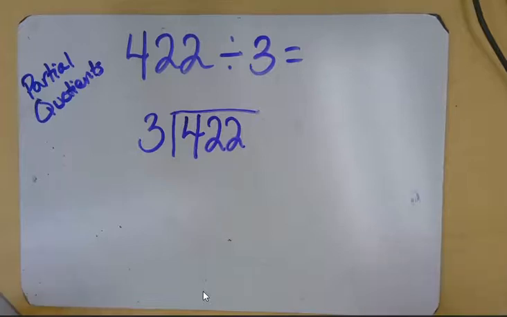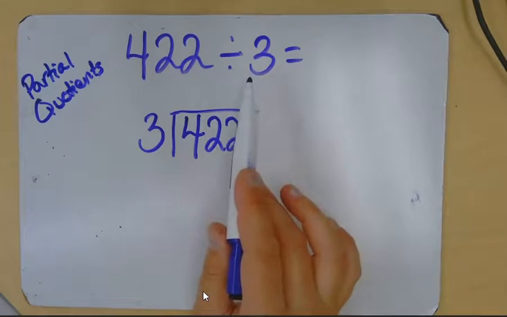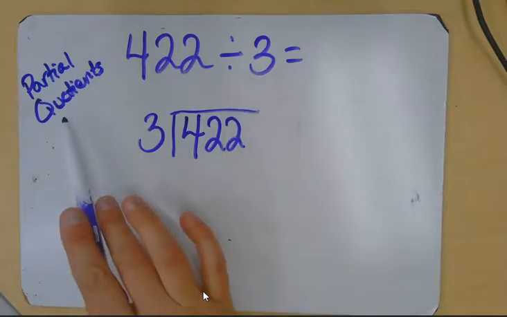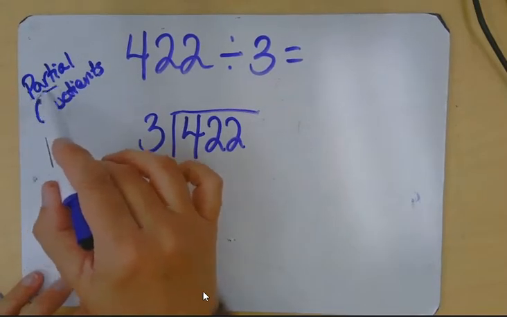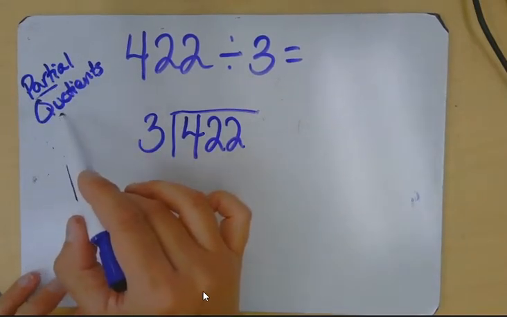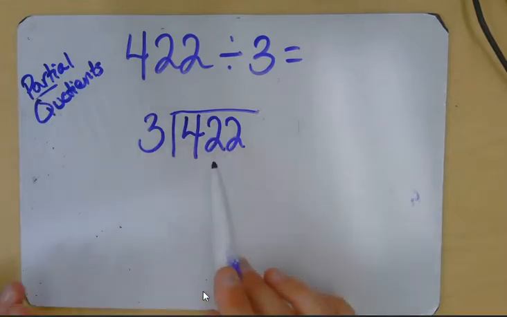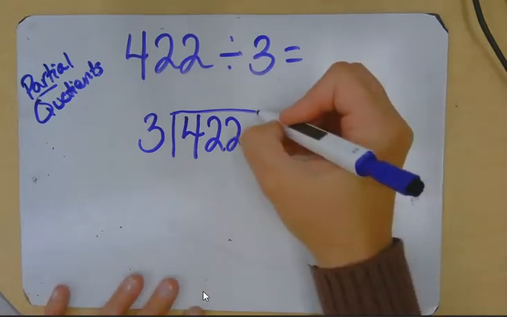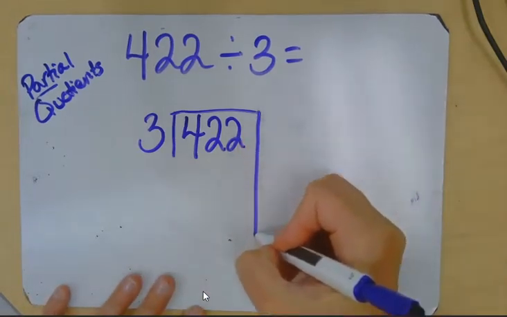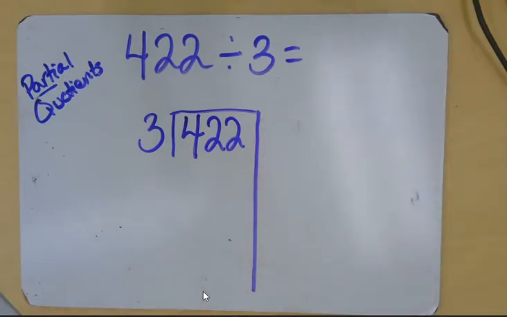So now we're going to take the same problem, 422 divided by 3, and we're going to use a strategy called partial quotients. It's called partial quotients because you're doing part of the quotient at a time. You're breaking it down into compatible numbers. When I do this problem, I set it up just like the standard algorithm for long division. The only adaptation I do is I draw a line here because this is where I'm going to keep track of each part of my quotient.